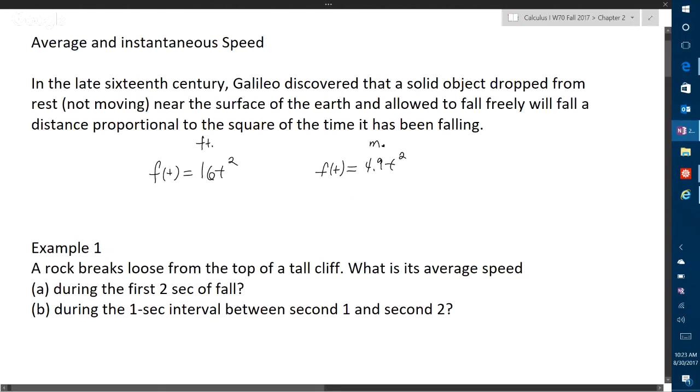So this is where I'm going to bring Mathematica into play and show you guys how to make a graph out of this. The function that we're going to be using is going to be the one up here. f of t is equal to 16t squared.